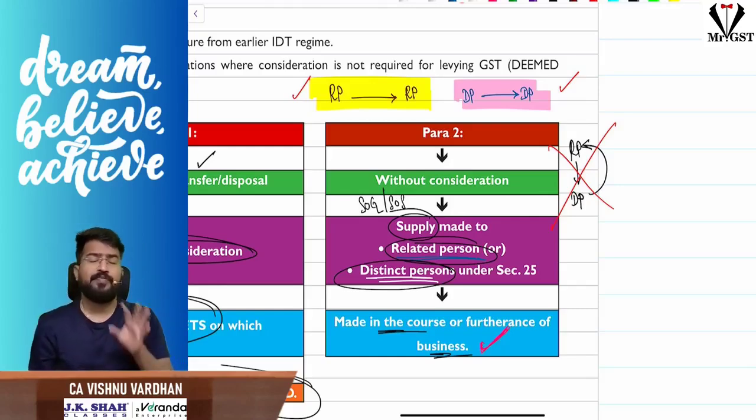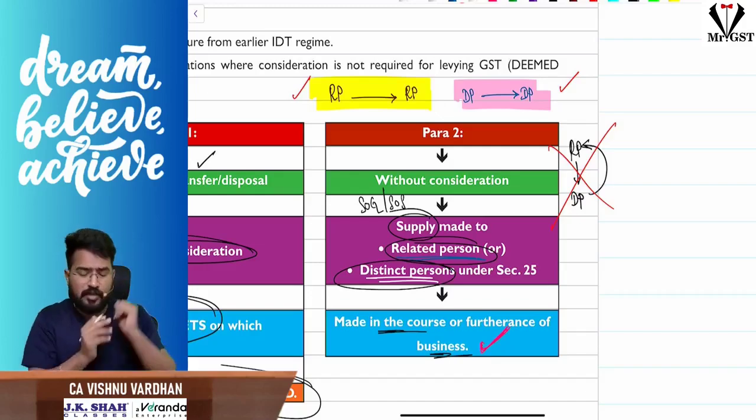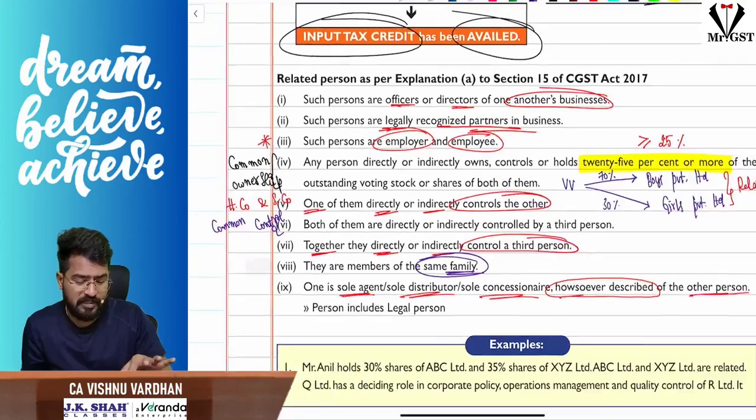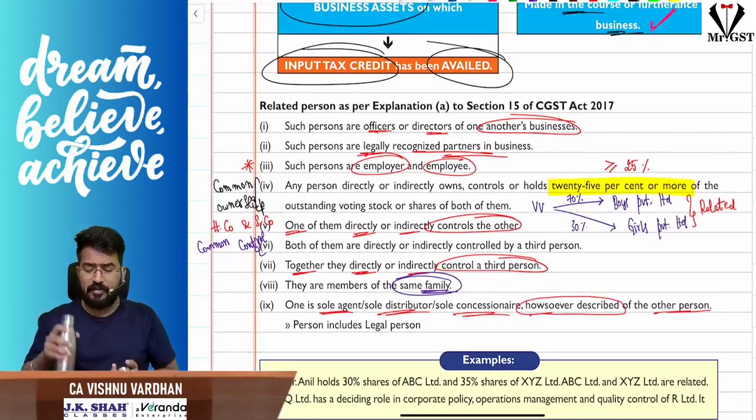Next, number 2, distinct persons, they are treated as distinct persons. Between them anything is happening without consideration, but in the course or furtherance of business, still we call it as supply, even though there is no consideration. Okay, first let us understand who are related persons. So related person, you have 9 points here. So look at this, what are the 9 points with respect to related person? Easy one, you might have gone through already. Just a quick recap.